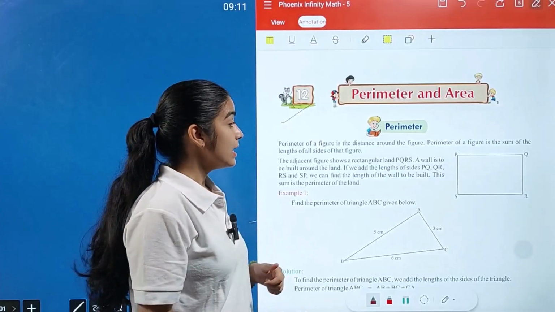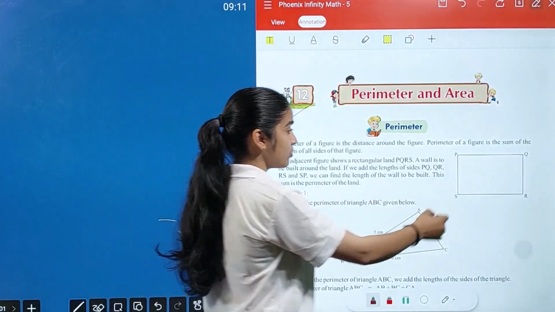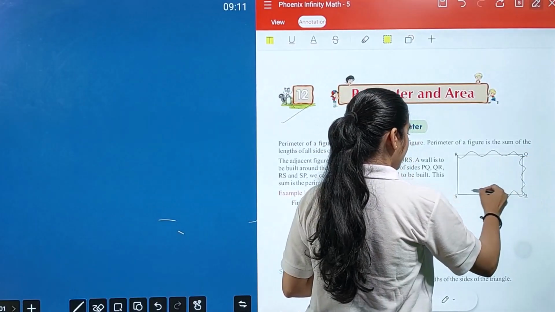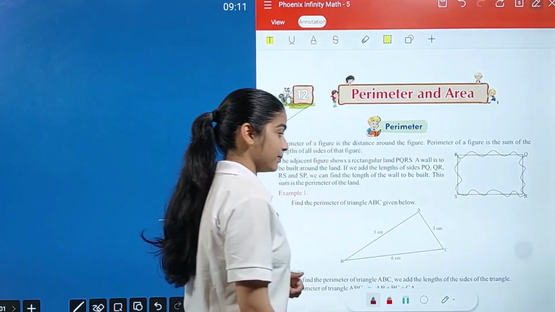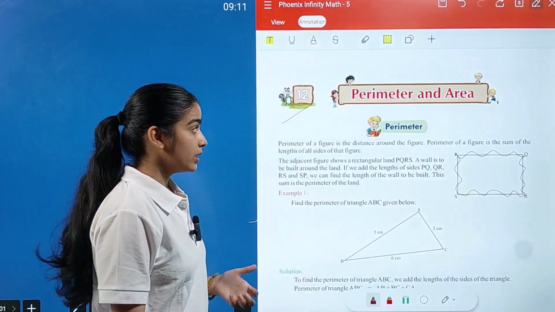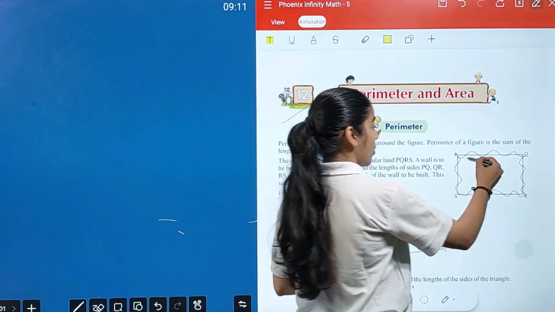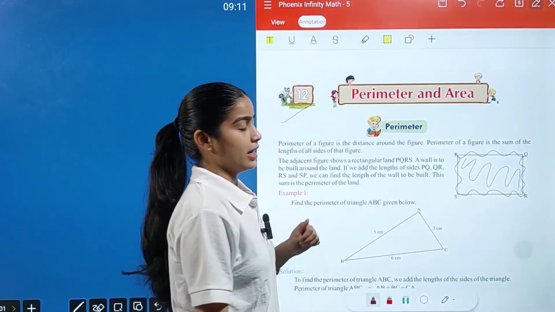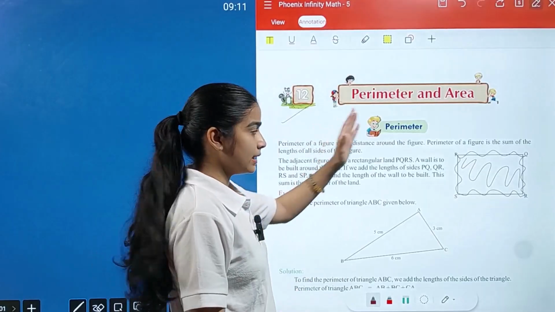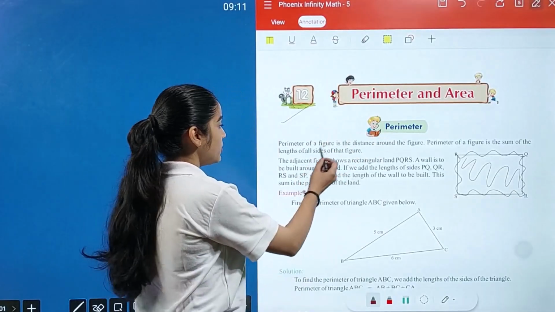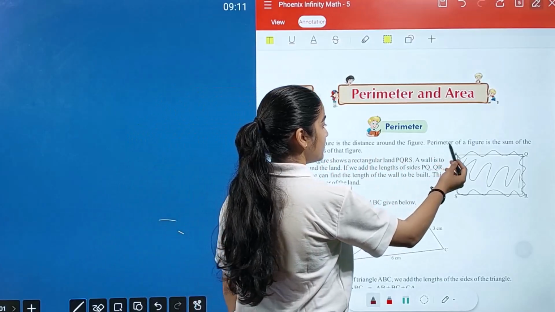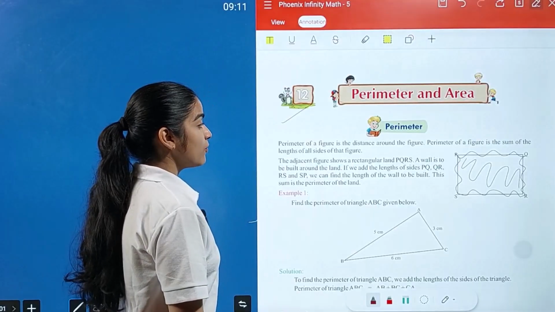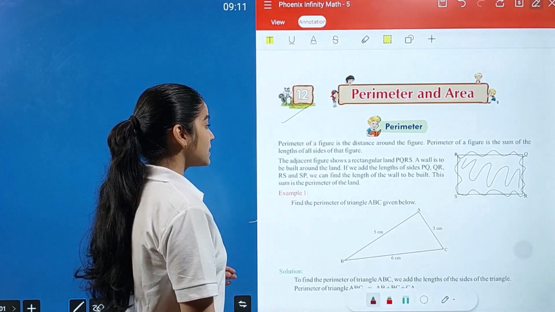Next, what does perimeter mean? It deals with the boundaries. When we deal with the boundaries, it's called perimeter, and when we deal with the area, it means the surface occupied inside these boundaries. So this is a rough idea of perimeter and area. Let's get started. The perimeter of a figure is the distance around the figure. It is the sum of the lengths of all sides of that figure.